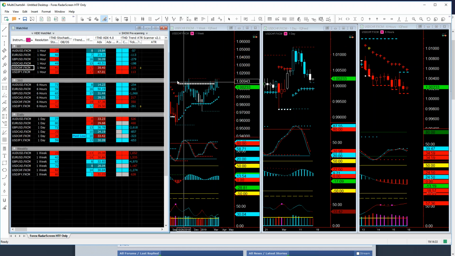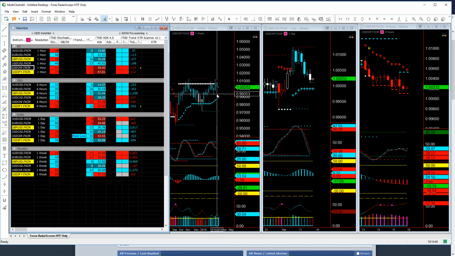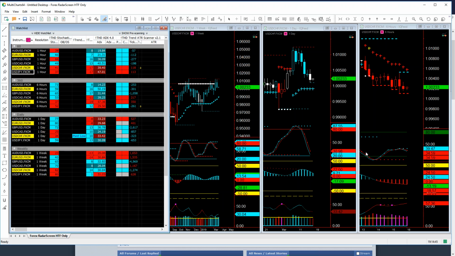This one is trying to curl up. It's not really giving you a lot of information right now. This is not a reversal bar. It was a bearish bar, but that was about it from what I could see. And let's go look at the USD JPY.